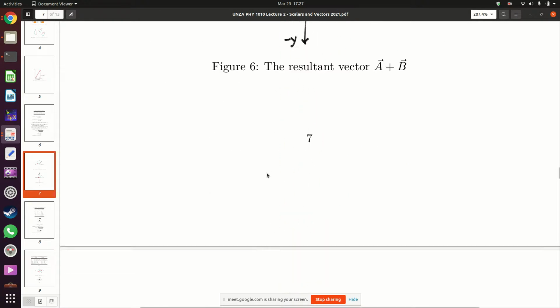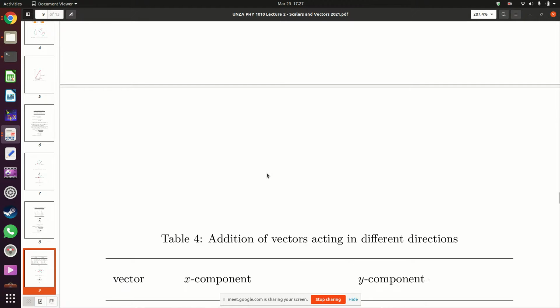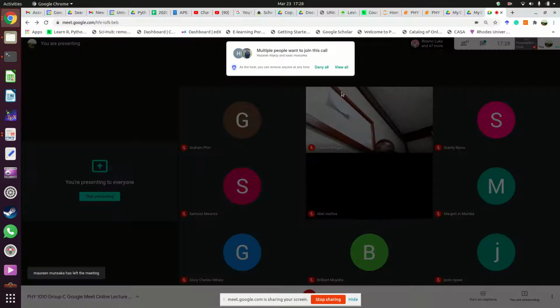Are we clear on how you break each of these vectors, or how you decompose each of these vectors into its components: ax, ay, bx, by, cx, cy? Are we clear? Yes, sir. Okay.